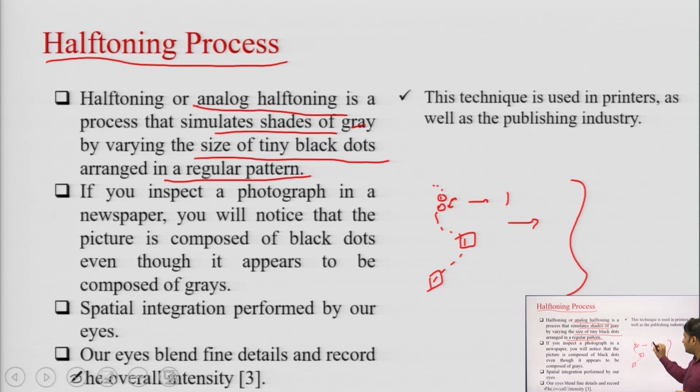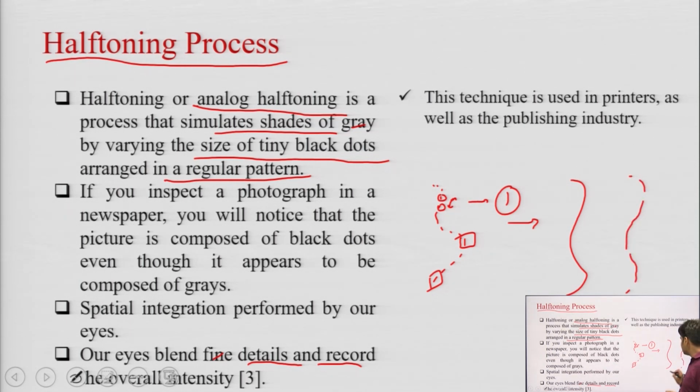Okay. So, that is the drawback of your eye: our eye blends fine details and records the overall intensity. That drawback gives the information about that particular image. So, your image does not look like dots in this manner.